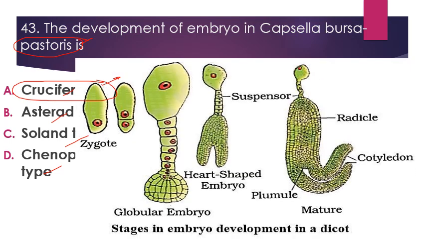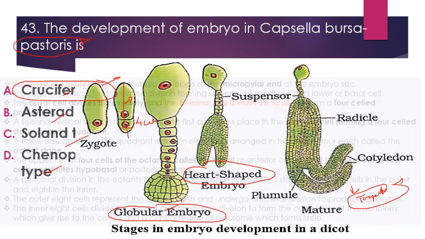In this type of embryo development, the zygote divides transversely to form a lower basal cell and an upper terminal cell. The upper terminal cell divides by vertical division, and the lower cell by transverse division, to form a 4-celled proembryo. Then they divide again and again, giving rise to the globular embryo. Then it forms the heart-shaped stage, and finally comes the torpedo stage. These are the three stages that occur during the development of the embryo.